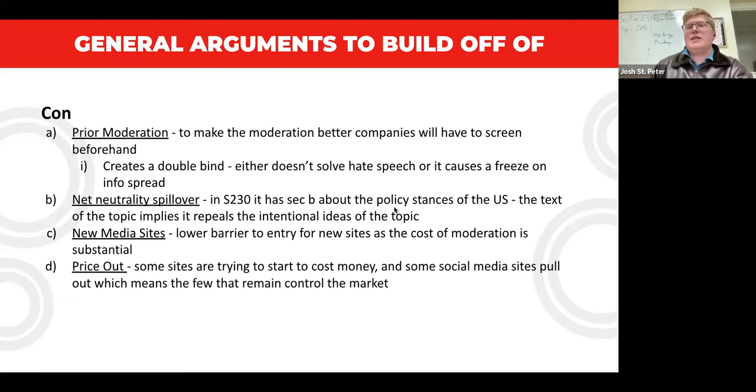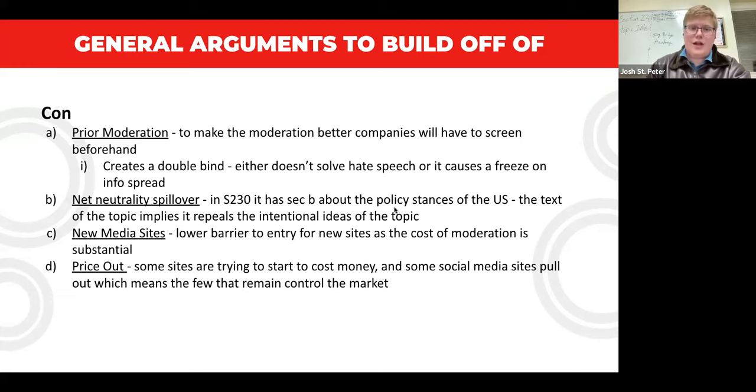And this creates a double bind that you can create in the debate. Because either you can say it doesn't solve things like hate speech, as the moderation is only retroactive, or you could say it causes a freeze on information spread, which can cause issues such as you can't spread information quick enough for things like shootings or quick news events, which rely on knowledge being moved very quickly. However, if you can't move the knowledge around quickly because you have to be screened beforehand, that could cause a kind of court clog, but with messages, where there's too many messages going through and they aren't able to actually be pushed out quick enough.